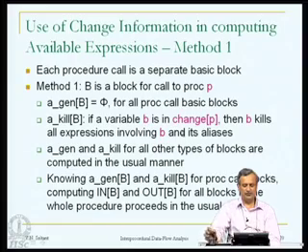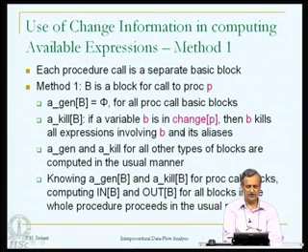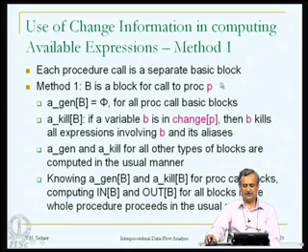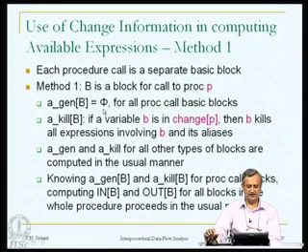So, now let us see how this change information is used for the available expression analysis. There are two methods by which it can be used. So, let us assume that each procedure call is in a separate basic block. So, in method 1, B is a block for the call to procedure P. So, we assume that A gen of B is phi, that means the procedure call does not generate any expressions. Okay. So, for all procedure call basic blocks.